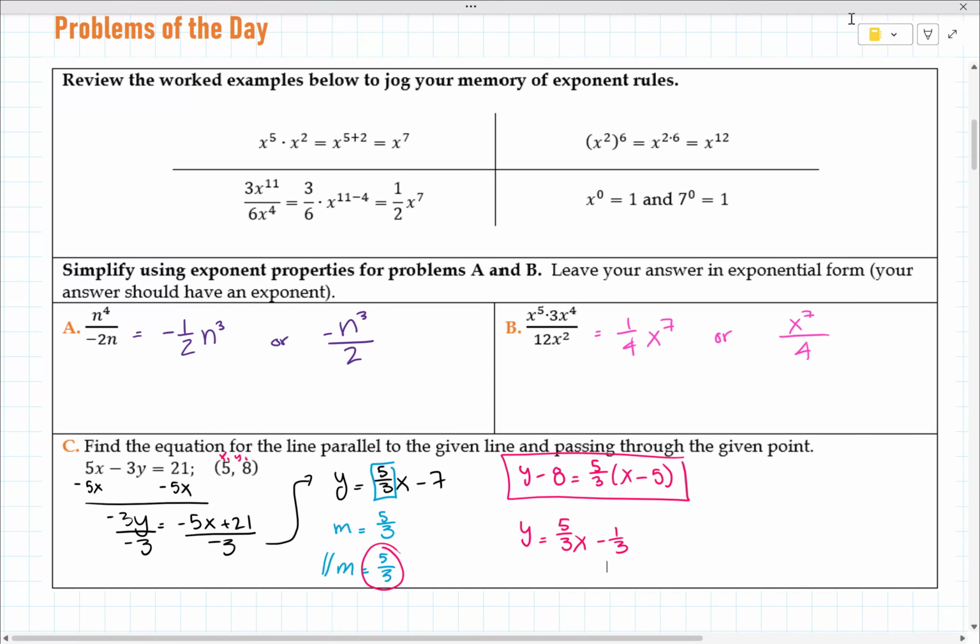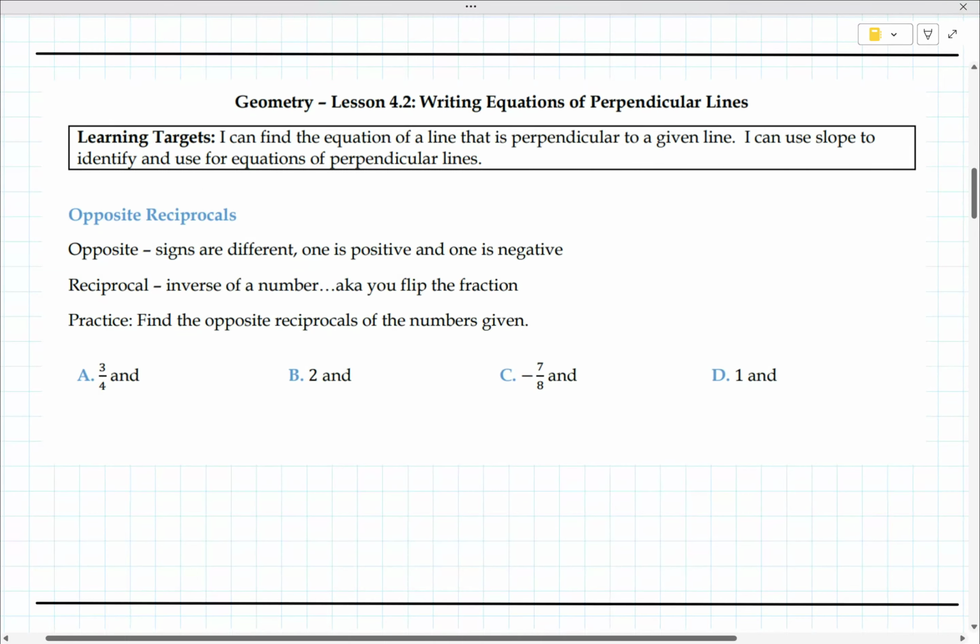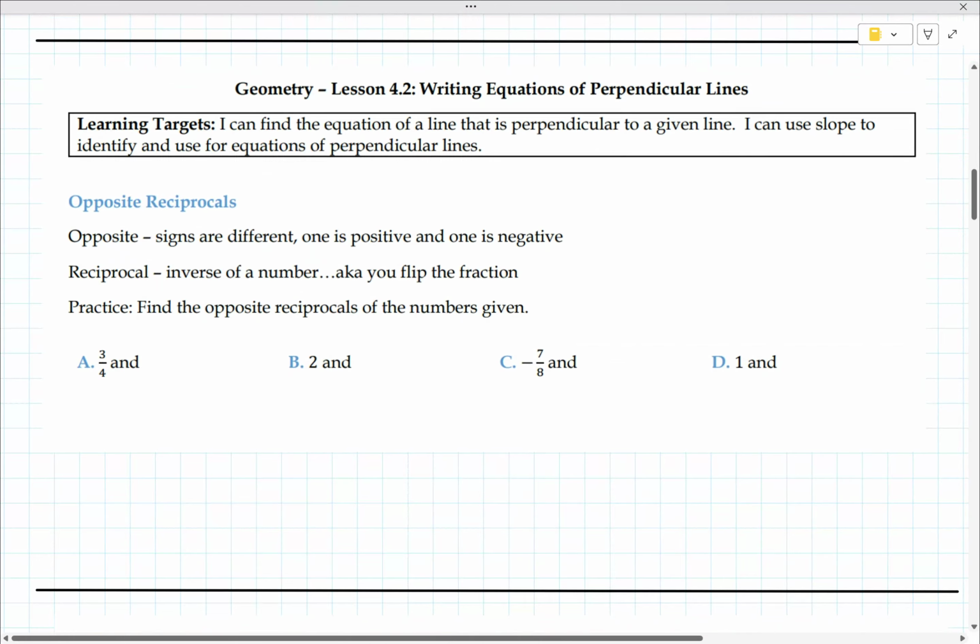Okay? So today's lesson is going over slopes of perpendicular lines. So we're going to do a lot of the similar stuff that we did last week, but the slope is going to be a little bit different. So for slopes of perpendicular lines, they have opposite reciprocal slopes. So opposite is meaning the signs are different. So if one's positive, one's going to be negative. And then reciprocal is meaning the inverse of a number. So we're going to flip our fraction.